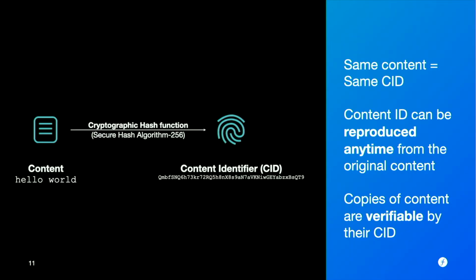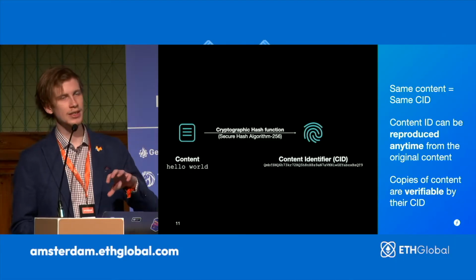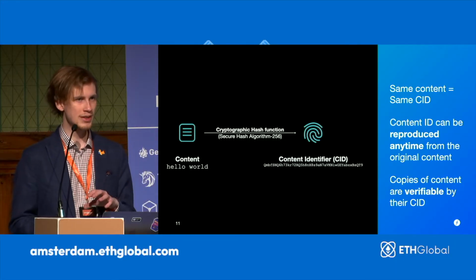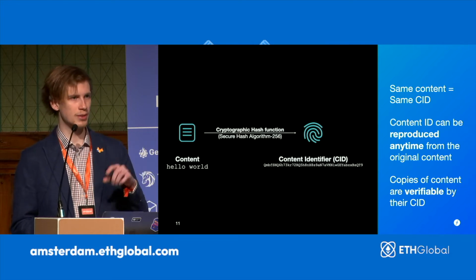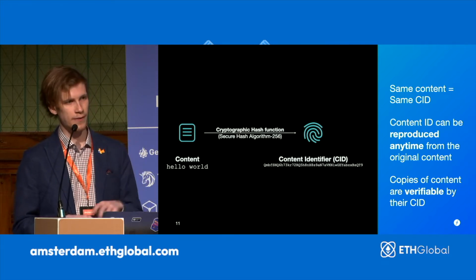And you create a cryptographic hash function out of it, which is a SHA-256 standard algorithm, and you create a content identifier for that. So once you created a content identifier, this is a unique fingerprint which points to the exact content of the file which you created. So the same content will always resolve in the same CID, and the CID can be reproduced anytime from the original content. So imagine that it's independent of who creates the CID, rather it's always a computer which is dependent on the file you upload.